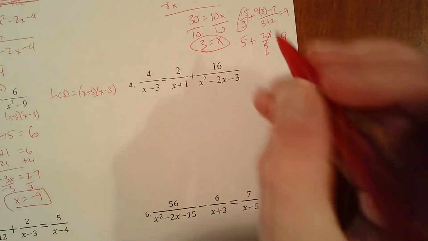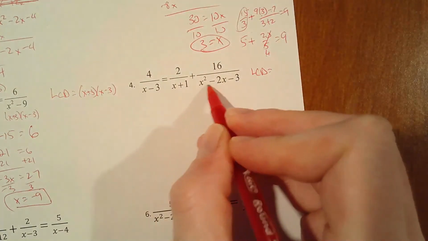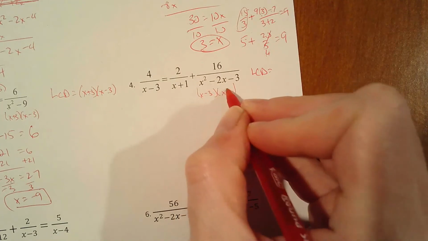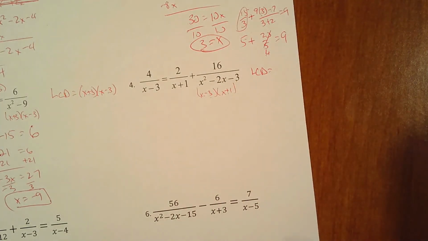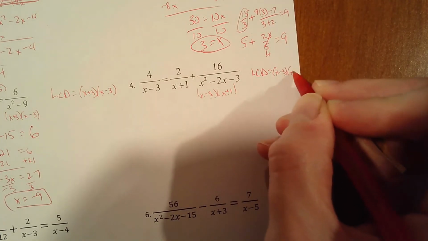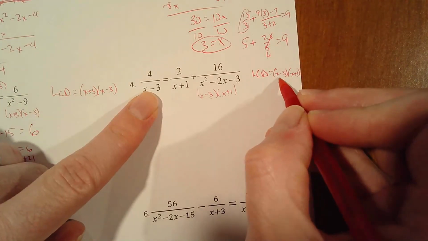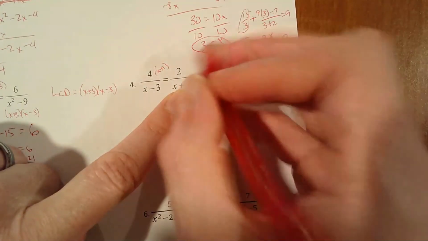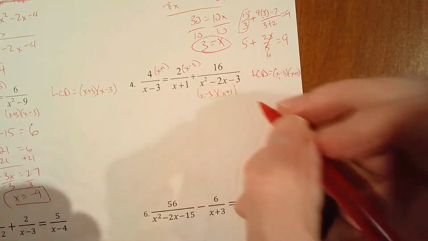Number 4, let's see, least common denominator. If you look, this here, if I factor that, it'd be minus 3 plus 1, because product is negative 3, sum's negative 2. So that is my least common denominator, is x minus 3, x plus 1. So you think, okay, what's missing? So this one has the x minus 3, it's missing x plus 1. This one has the x plus 1, it's missing the x minus 3. This one's not missing either one, so I don't need to multiply by anything.